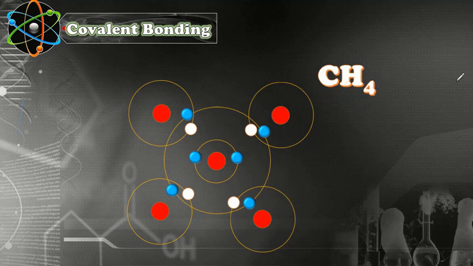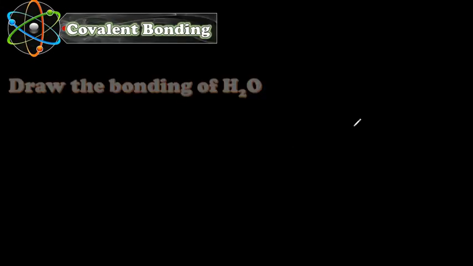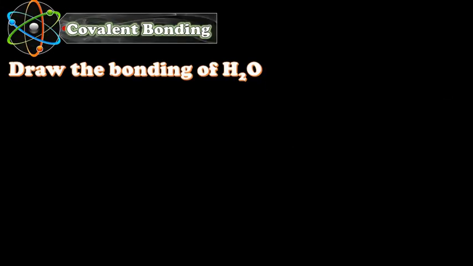Let's look at some examples here. In the exam, you need to draw the ionic and covalent bonding. To draw these bondings, we only need to draw the last shell. So we have water. Draw the bonding of H2O. First, it is going to be covalent because it is between non-metals. Ionic bonding happens between a metal and a non-metal.